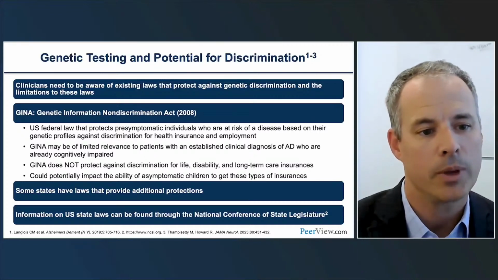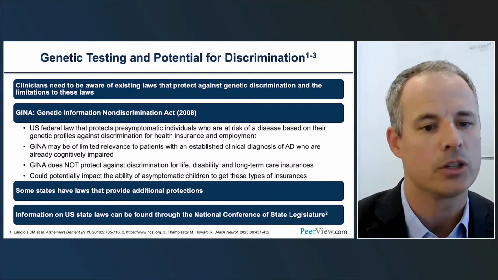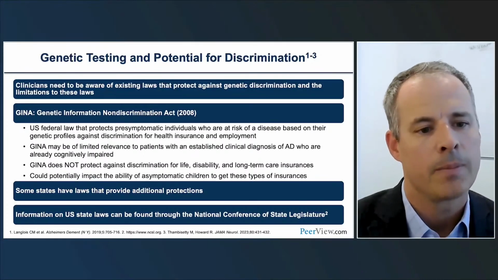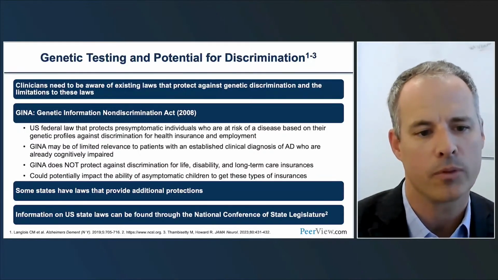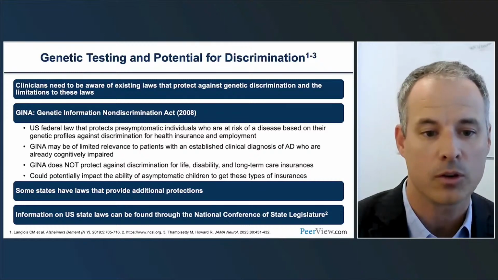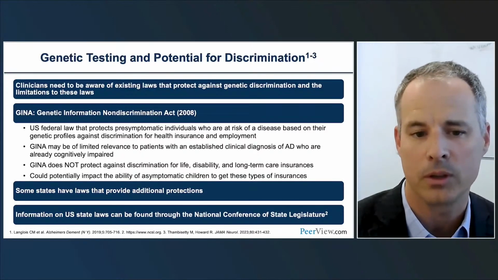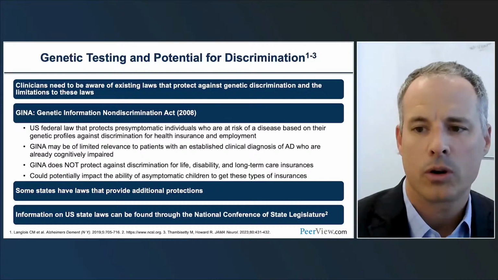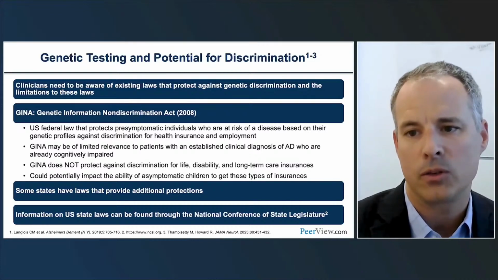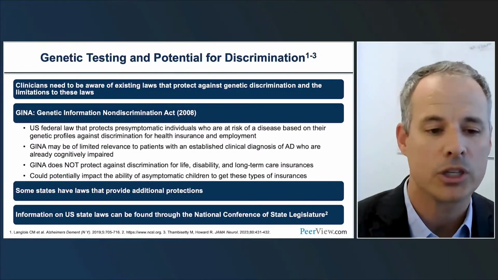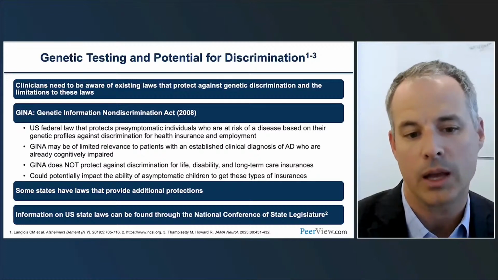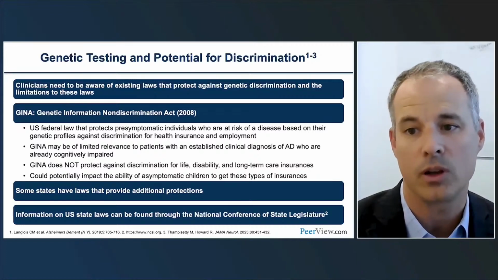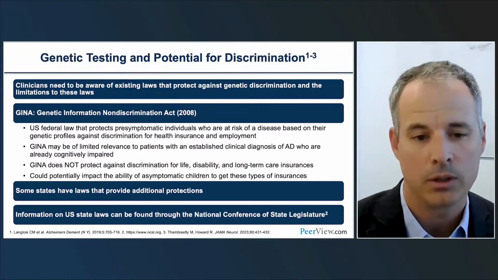And so one of the major laws is called GINA, the Genetic Information Nondiscrimination Act of 2008, and it protects pre-symptomatic individuals at risk for a disease based on their genetic profile against genetic discrimination for health insurance or employment. And so your genetic test cannot be used against you to deny you employment or health insurance. However, GINA does not protect against discrimination for life insurance, disability insurance, or other long-term care insurance. It does not do that.